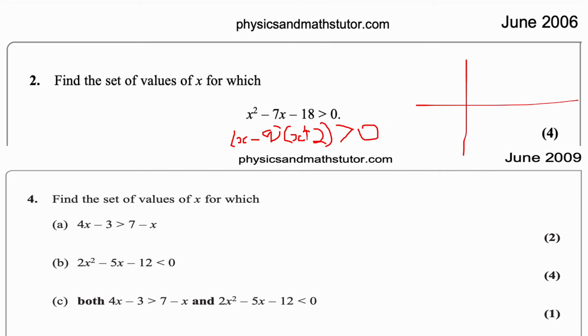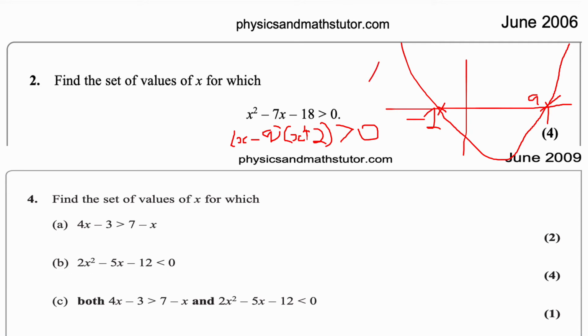So then sketching our quadratic, it crosses at minus 2 and 9, and it goes through minus 18 on the y-axis. So it's going to look something like that. Obviously, I haven't drawn it perfectly, but hopefully you can forgive me. So that's the value of 9, and that's the value of minus 2. We want it for when the graph is greater than 0, so it's going to be when x is strictly less than 2, or when x is bigger than 9.